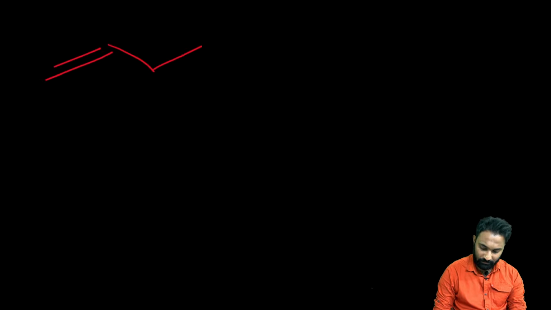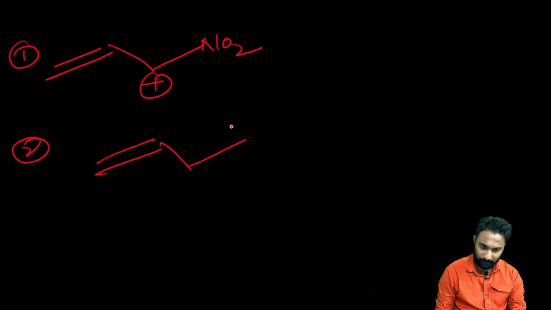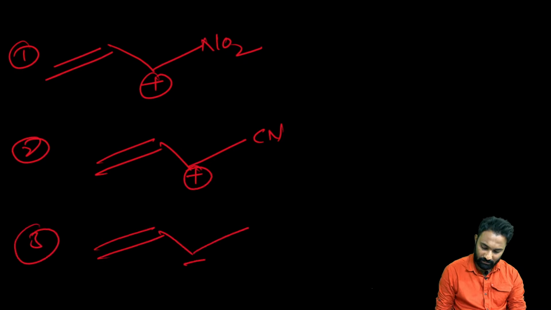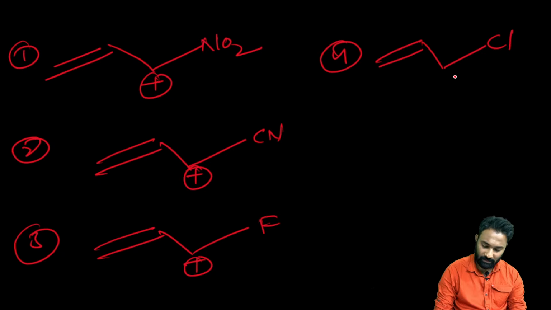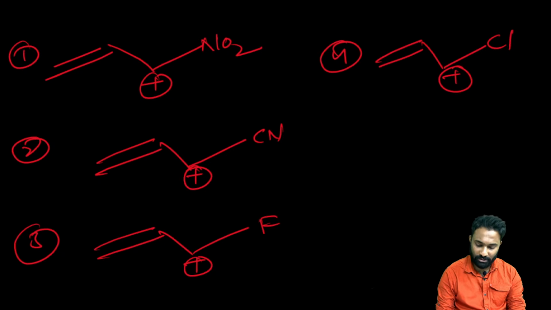Next one. NO2, first one. Now the second one we have CN plus. Third one we have CNF. And the fourth one we have CN. Among 1, 2, 3, 4, which is the more stable carbocation?